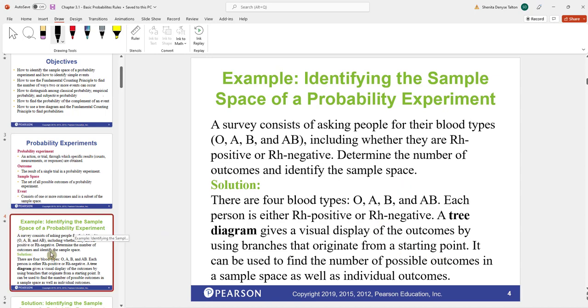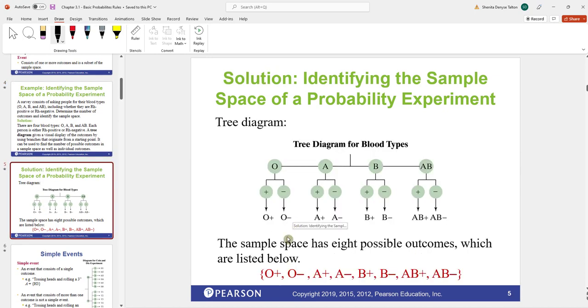So let's look at this tree diagram. And as you can see, you can be O negative or O positive. You can be A negative or A positive. You can be B negative, B positive, or you can be AB negative, AB positive. So your sample space will be these 8 possible outcomes.